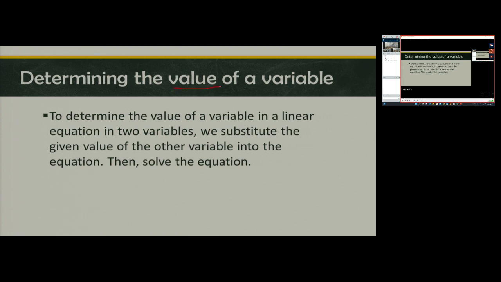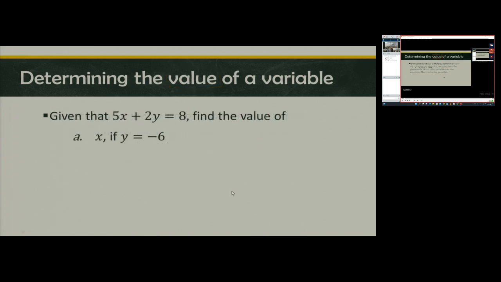Now, we're going to discuss determining the value. When we say the value, what is the value? Okay, what number is x and what number is y? So to determine the value, we're just going to substitute the given and then solve for the other one. Let me give you an example.